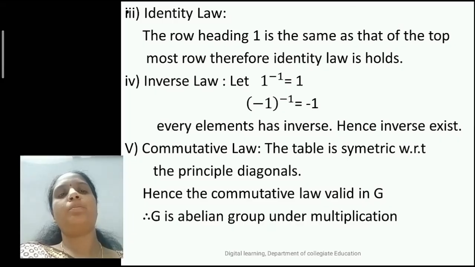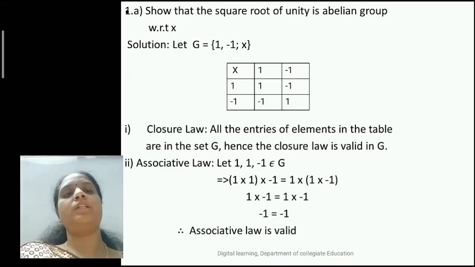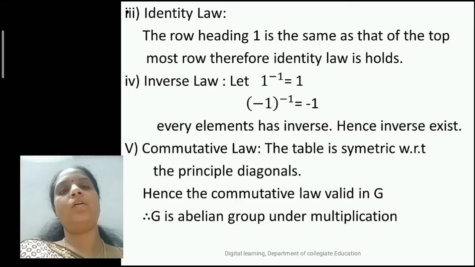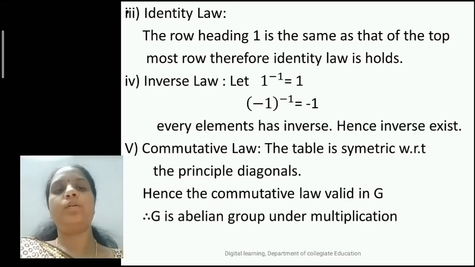Lastly, to verify the commutative law, the table is symmetric with respect to the principal diagonal. If you observe the chart, the diagonal elements we have to consider. The table is symmetric about the diagonal elements. Therefore, we can say that the commutative law is verified. Therefore all the laws are verified here: the closure law, associative law, identity law, inverse law and the commutative law. Therefore, G is an abelian group under multiplication.